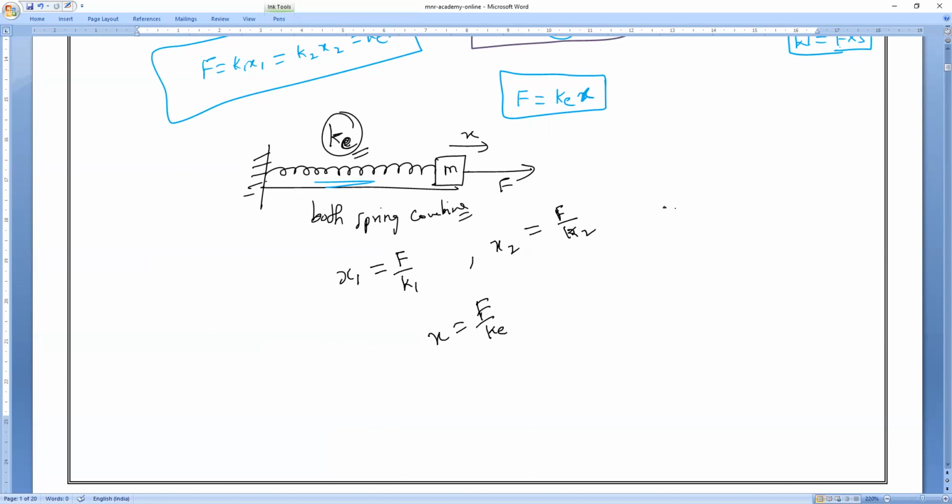So what is X equal to? We have done: X is equal to X1 plus X2. Am I right or wrong, everybody? Yes, sir. Then what is the X value?